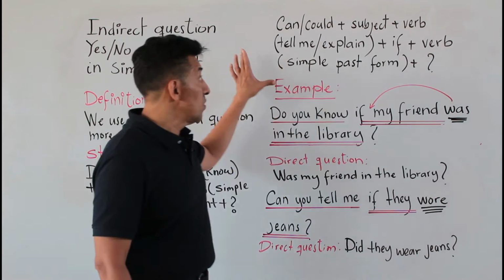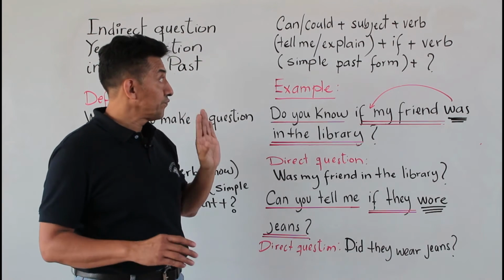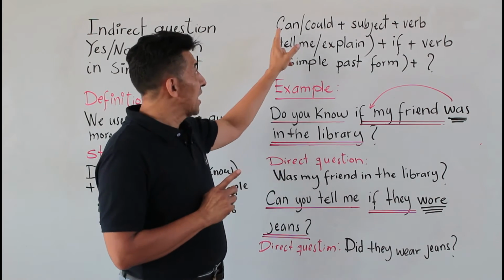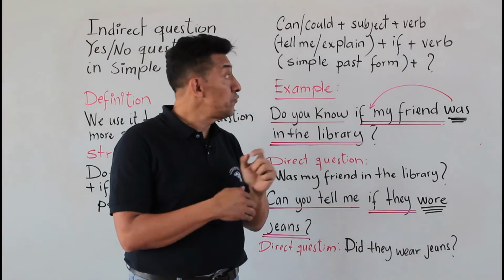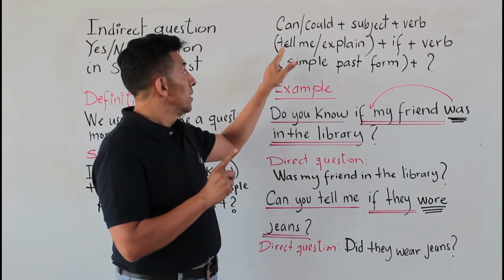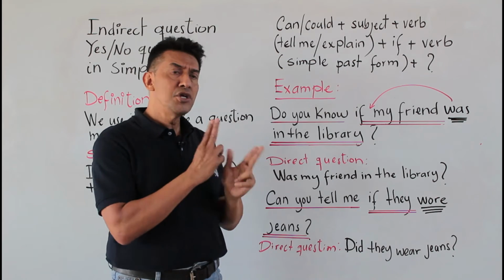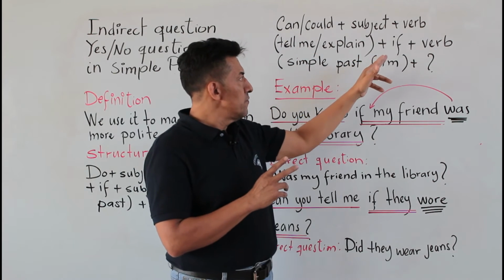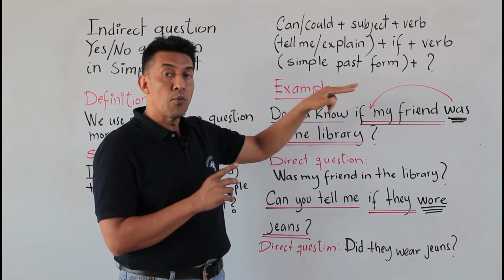The second structure is almost the same. The difference is that we can use can and could as auxiliary verbs plus subject plus verb, but remember, "tell me" or "explain." You can choose "tell me" or "explain." Then "if," the verb has to be in simple past, and the question mark.